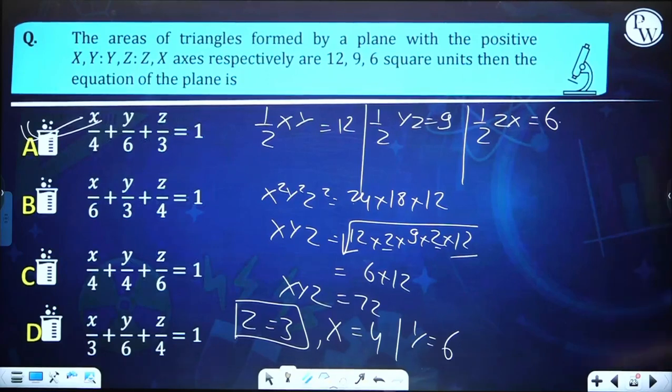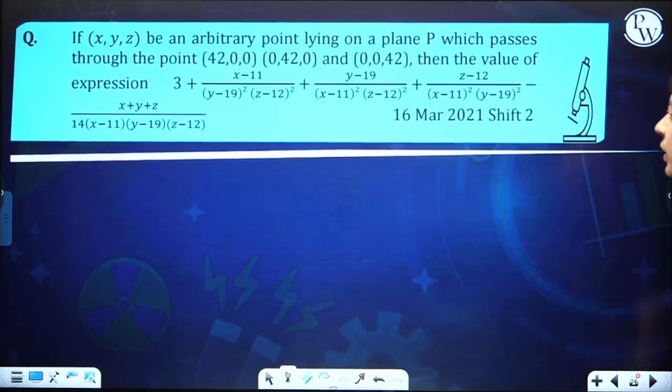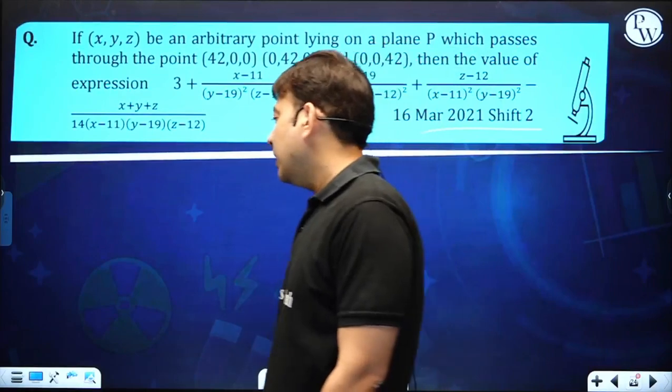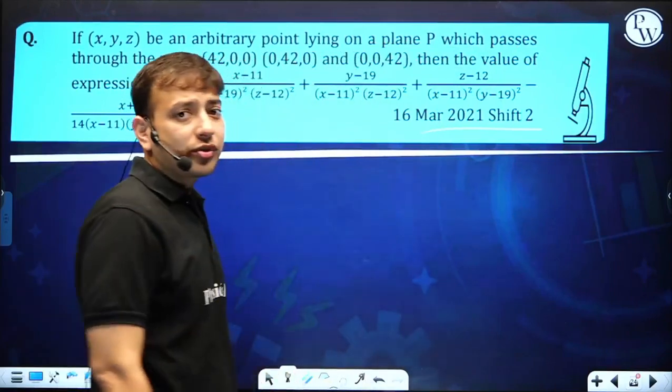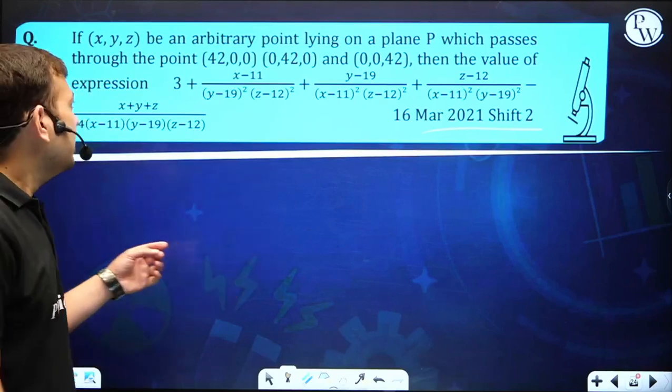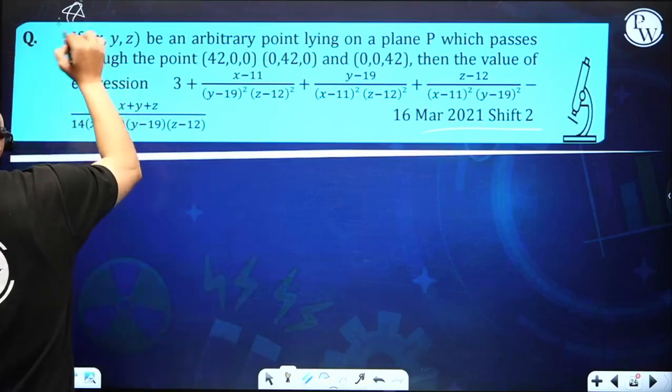Now, moving on. Now, let's solve a few questions from 2021. Like this question. This is a very interesting question. I will say this is a very good question.